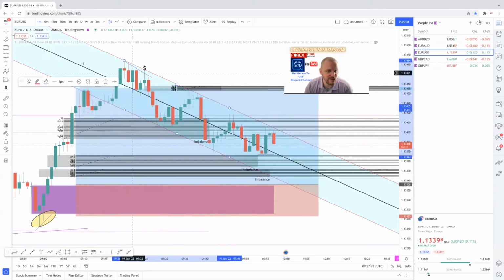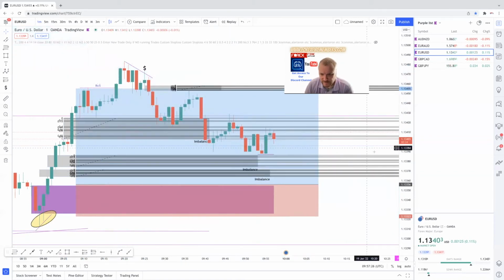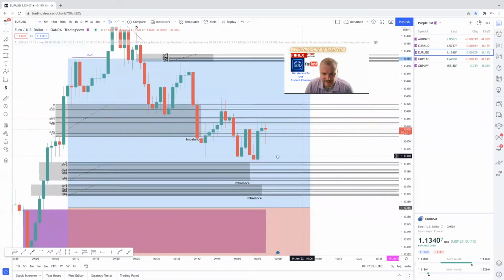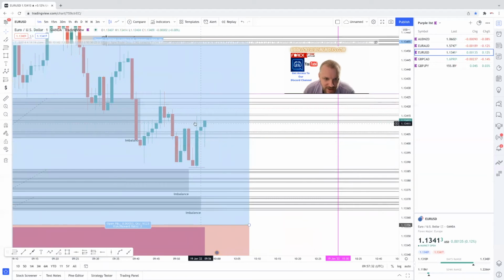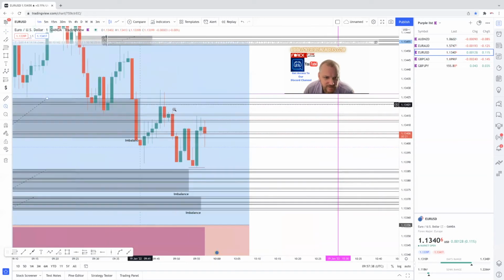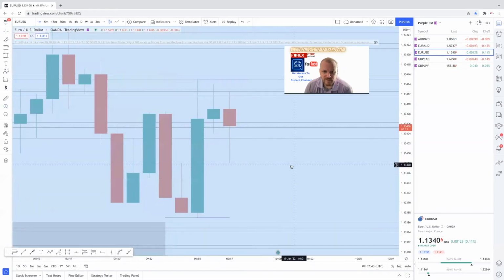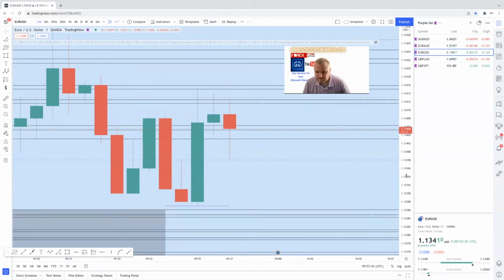So I'm just going to take that channel out. And then again, you can see how it's staying in, it's respecting these. Even when it bounces out, it's coming back into these areas here. Scroll back in. We'll give it another minute or two.